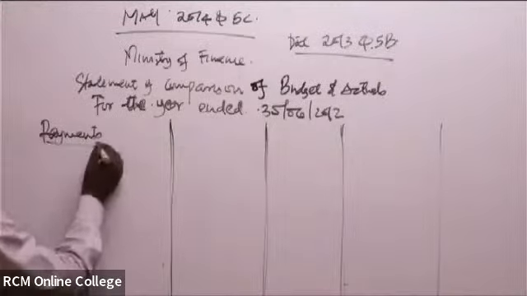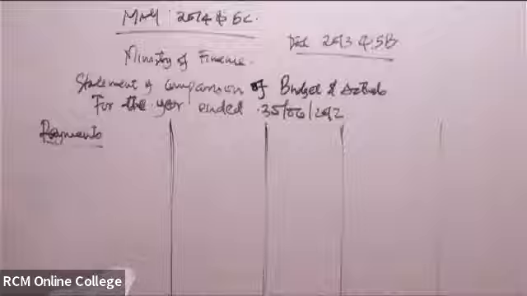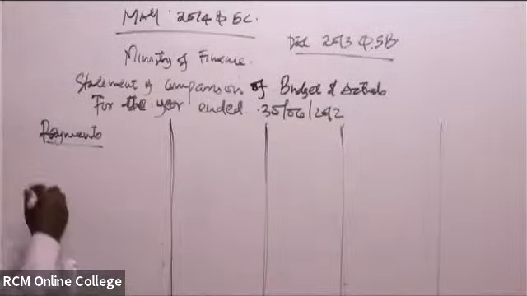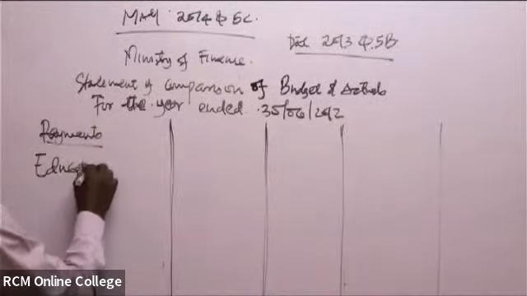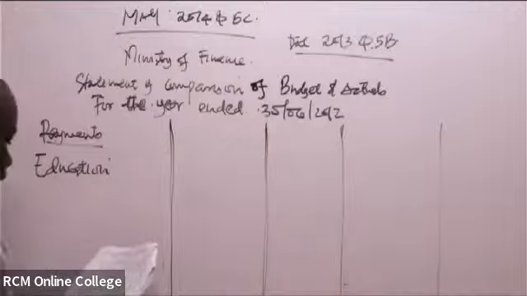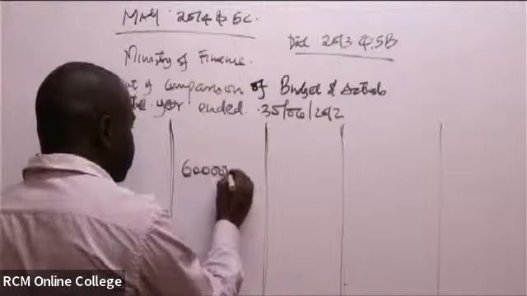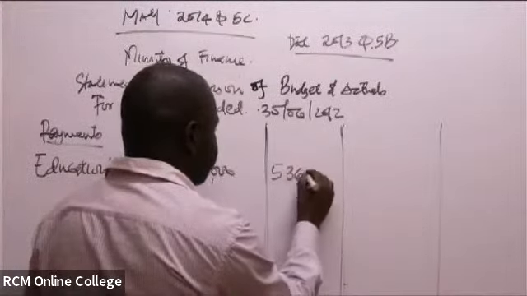On the payment side, they paid the Ministry of Education. The Ministry of Education, they were anticipating they'll end up spending 600 billion, but in this case spent 536 billion.